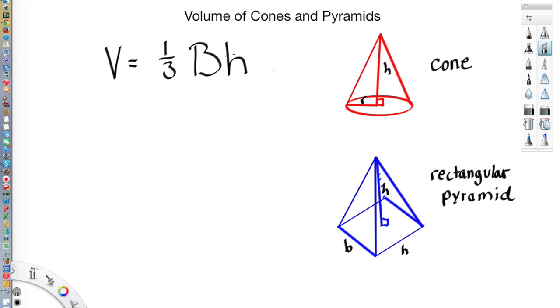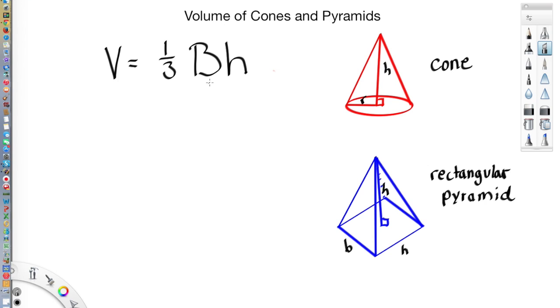Okay, so just remember, volume of cones and pyramids, you still have big B times H, but you have to multiply it by 1/3 because as the volume increases, the amount of volume is not increasing at a constant rate. And the 1/3 fraction takes care of that.